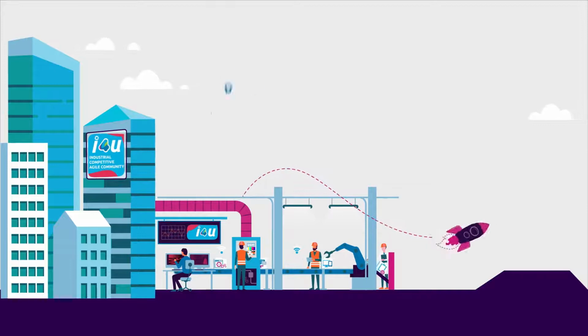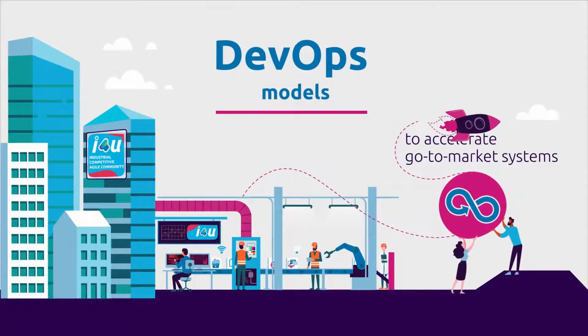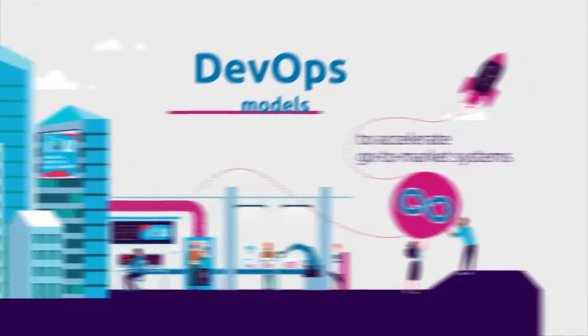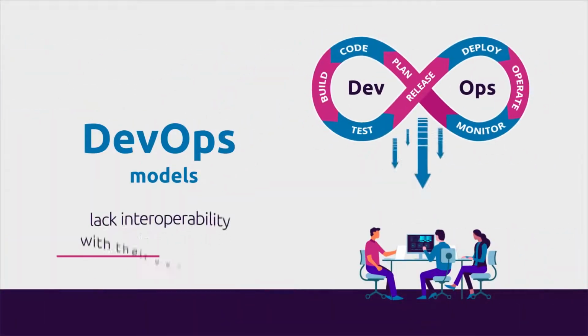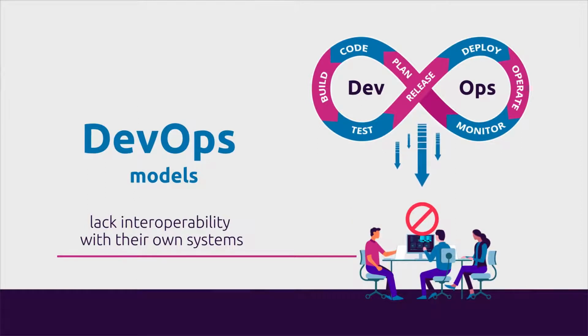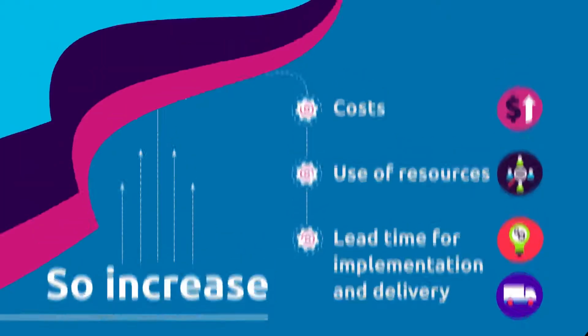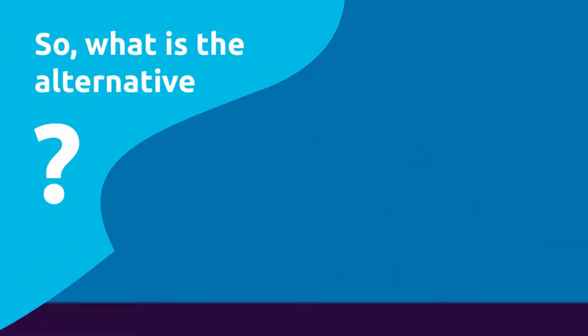Organizations are looking to implement DevOps projects to accelerate go-to-market systems, but typically use conventional DevOps tools. These DevOps models lack interoperability with their own systems, and so increase costs, use of resources, and lead time for implementation and delivery. So, what is the alternative?